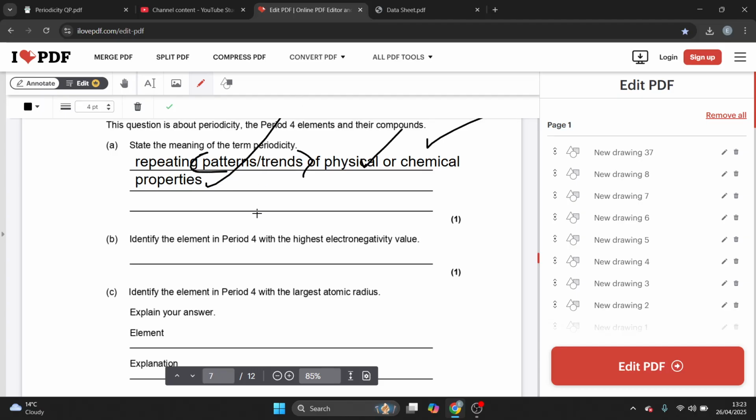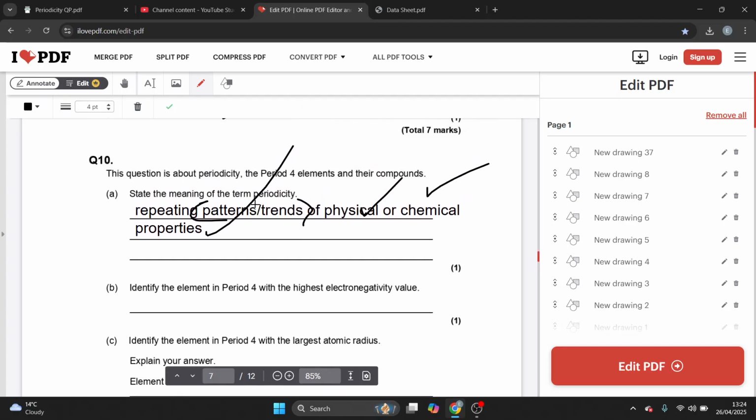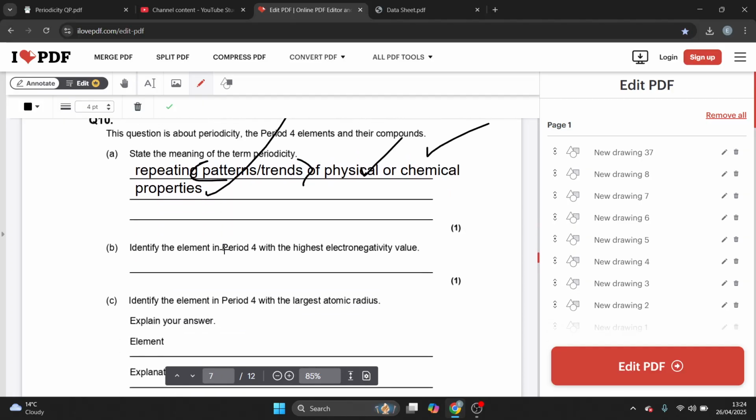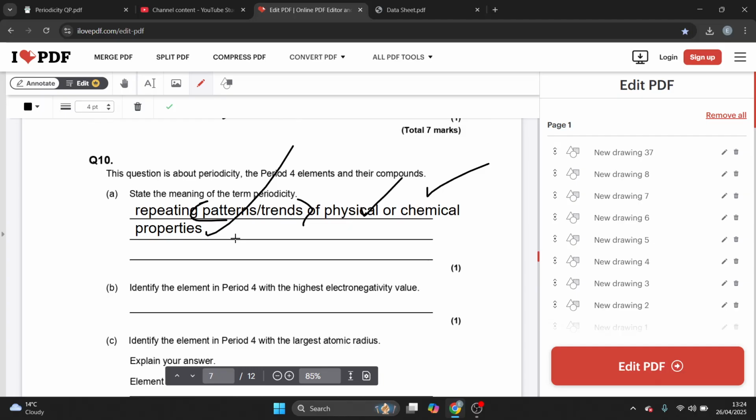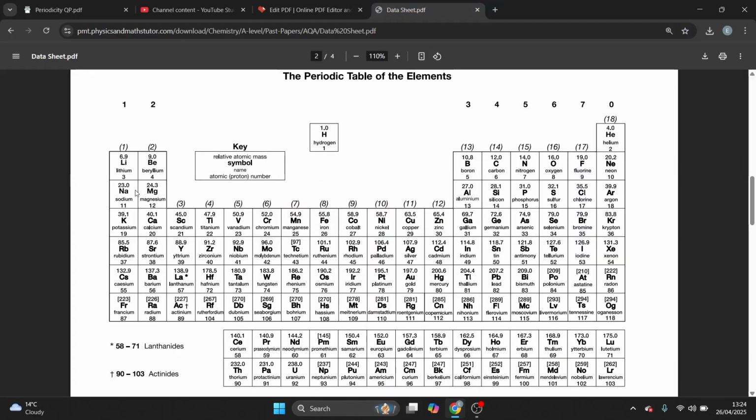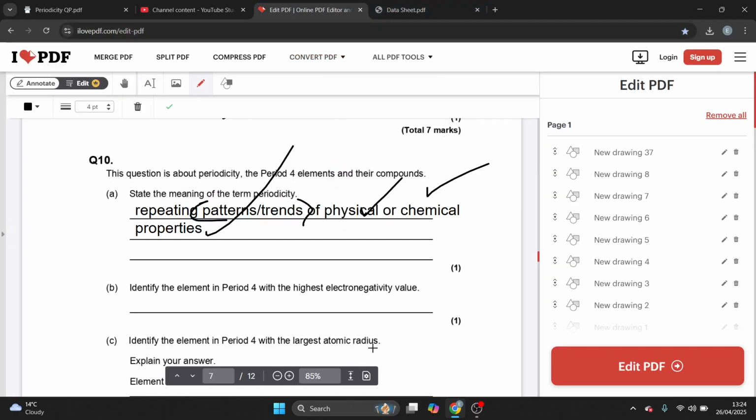Identify the element in period 4 with the highest electronegativity value. Never mind, they can attack different periods now. So they did period 3, and now they're doing period 4. But don't be bewildered. Just apply the same logic. So period 3 is from sodium to chlorine. So period 4 is potassium to bromine. Perfect. Okay. Which one has the highest electronegativity value?